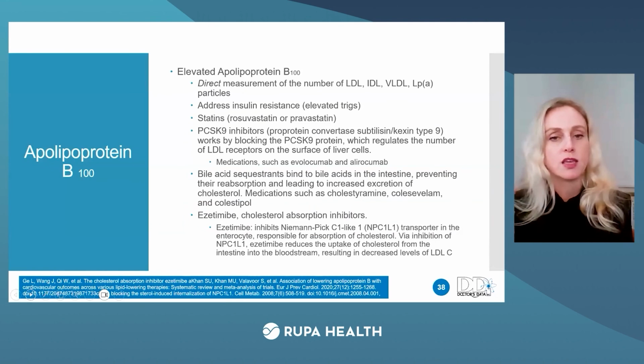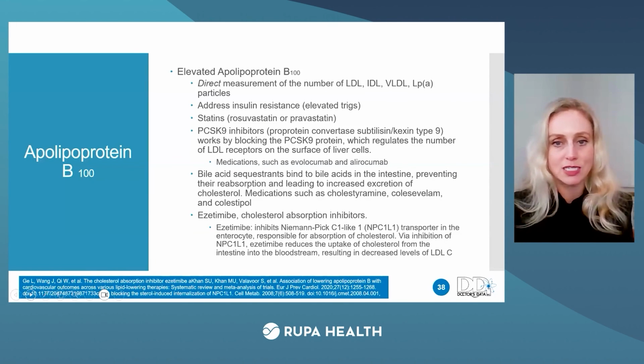So the pharmaceuticals. The next one here is going to be apolipoprotein B100. So we talked about what that is a measurement of. So what can you do for this patient? Primarily address insulin resistance. That's important. You can consider there's some pharmacotherapy here.